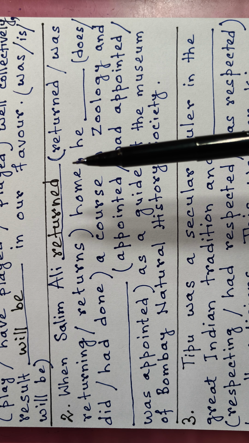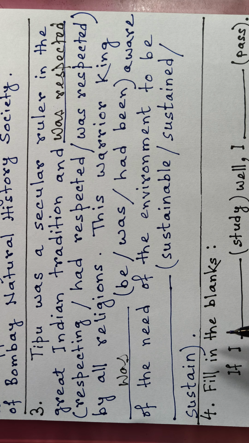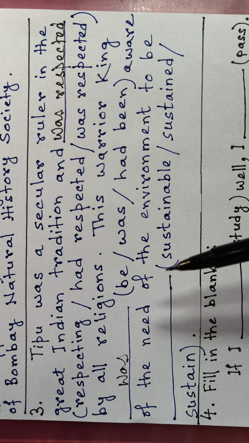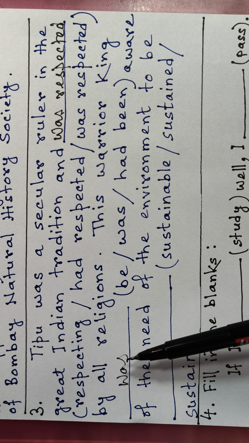This warrior king, gap, be, was, had been. And the correct option is was. Simple past, describing a past fact. We use the simple past to describe a state or quality that existed in the past. It matches the tense of the first sentence, that is Tipu was. So simple past, describing a past fact.